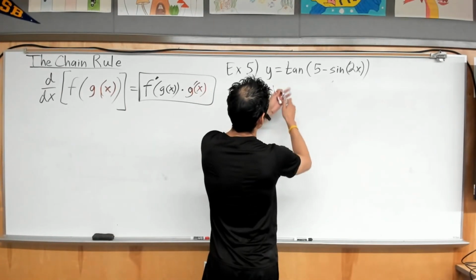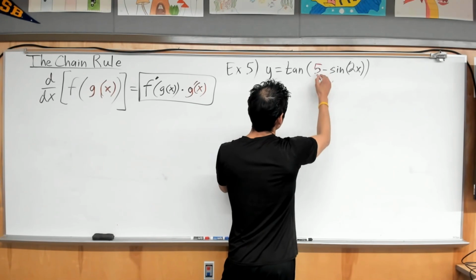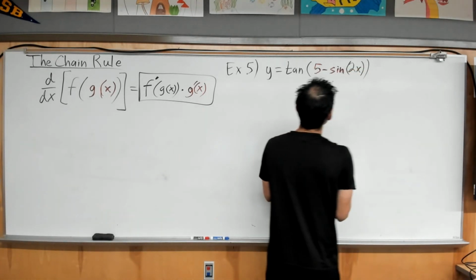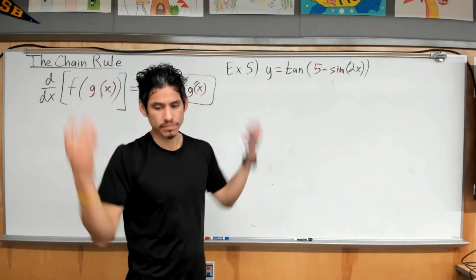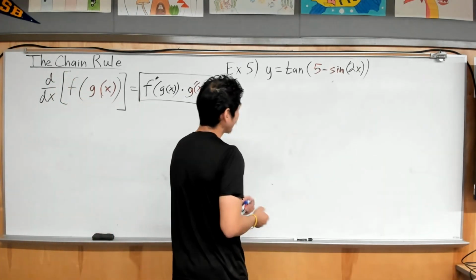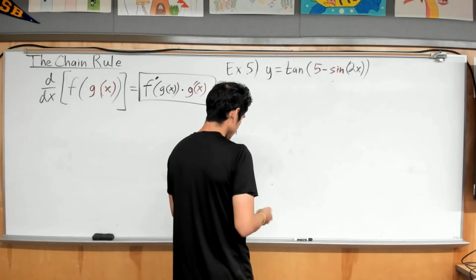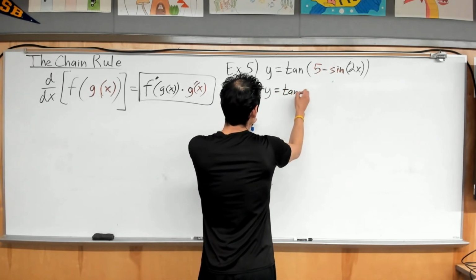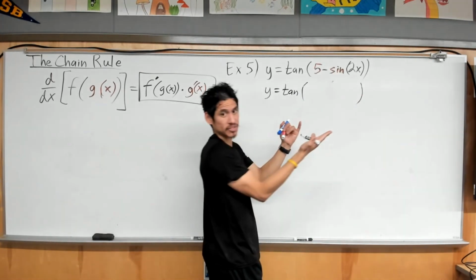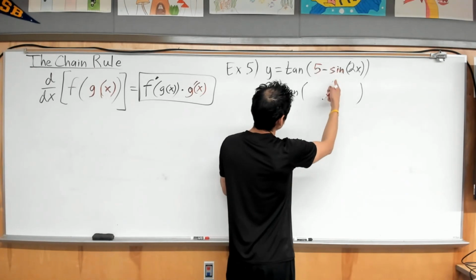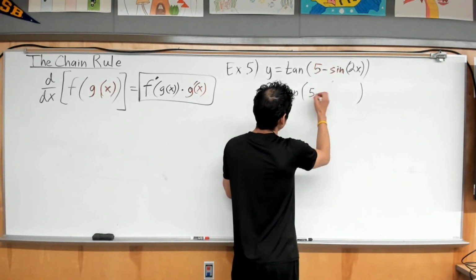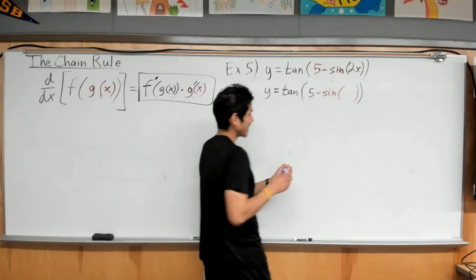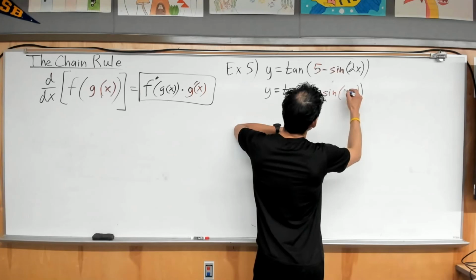So the derivative, the inside function will be this. Actually, let me just rewrite it nice. We have the outside function, the tangent of this. This is the tangent function, the one in black. Then we have another one, which is the 5 minus the sine of whatever's in there, and the innermost is 2x.